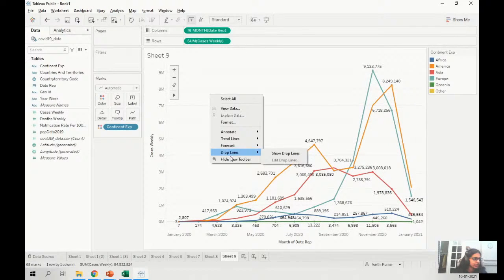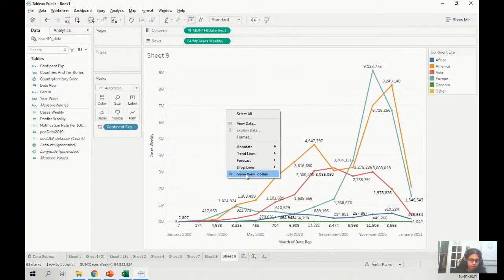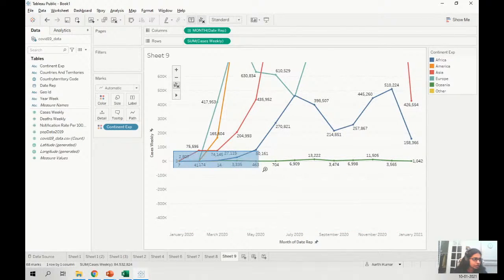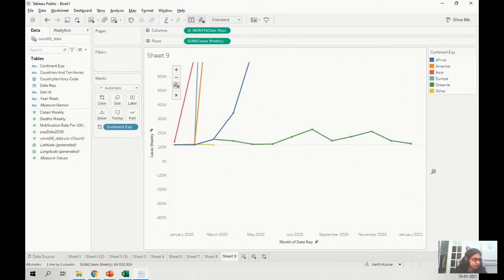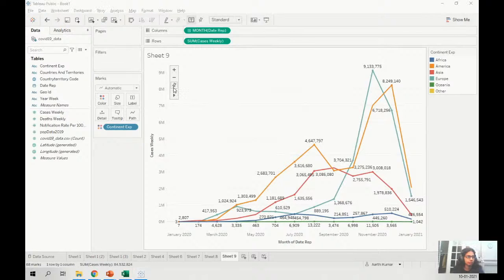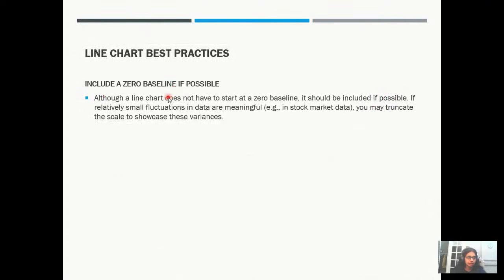So what you do is right click and show view toolbar, and then you select this button, and then you can zoom in, and you can zoom further in so that you can see the trends of Oceania, right? So going back, you can restrict the axis if you want to show the mild changes, but as much as possible, please show zero as well.